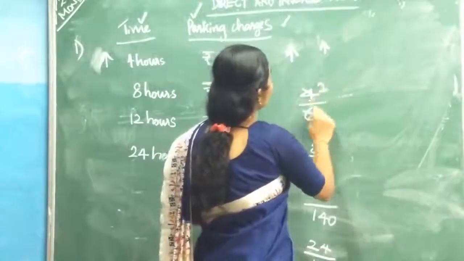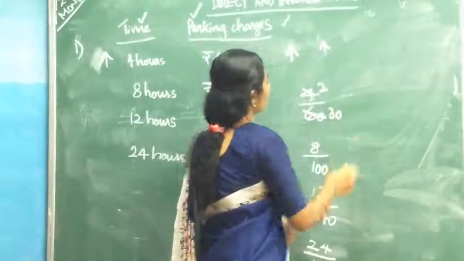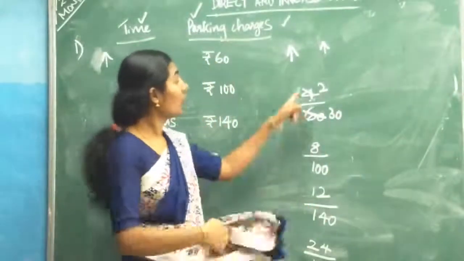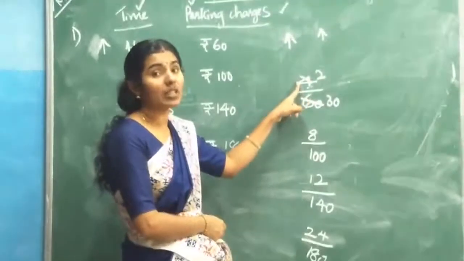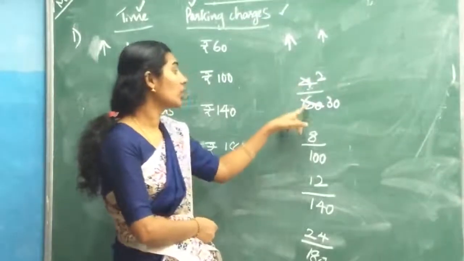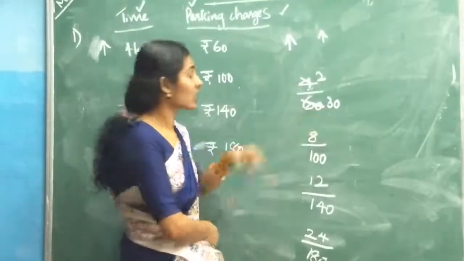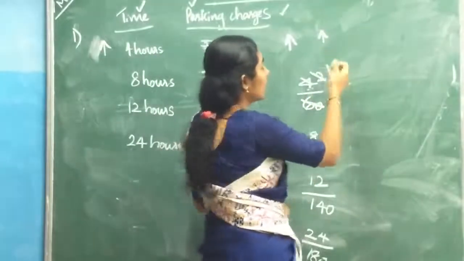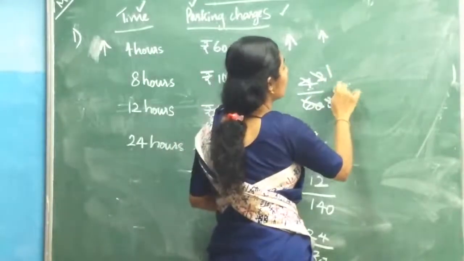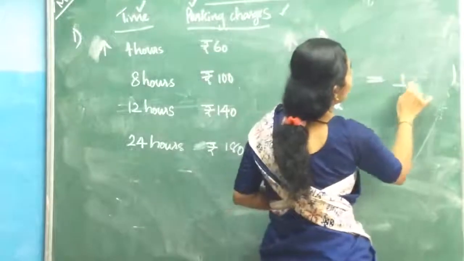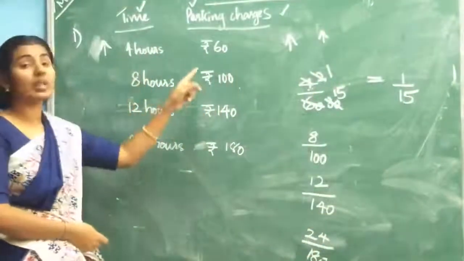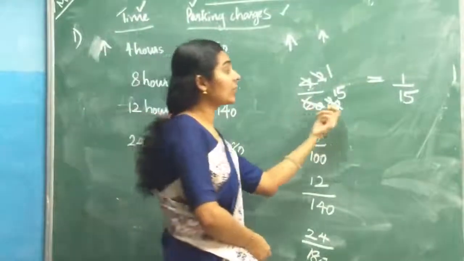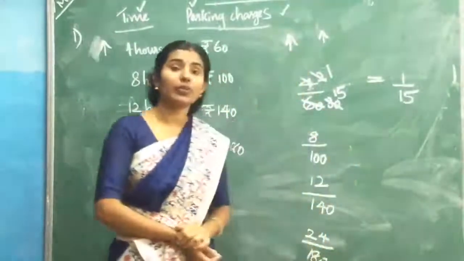Now we see, when cancelling these numbers, what will happen? 2 twos are 4, 2 thirties are 60. Again you can cancel it. So what will you get? 1 by 15 is the ratio. So the first ratio is 4 by 60, and when you cancel these numbers, you will get 1 by 15.